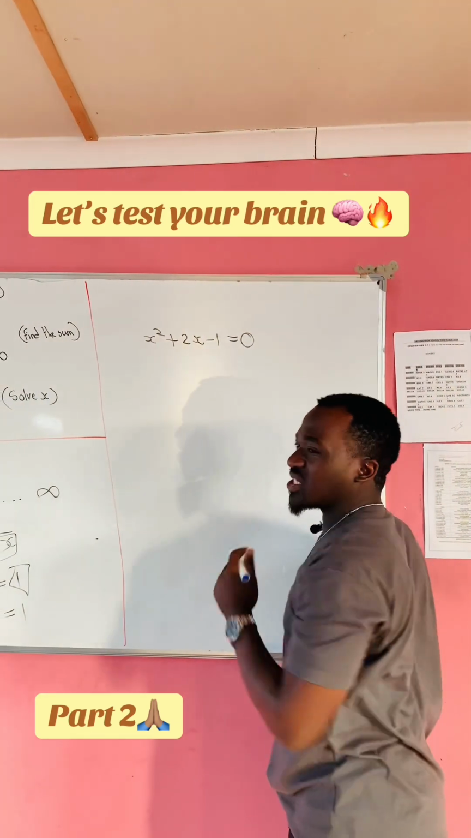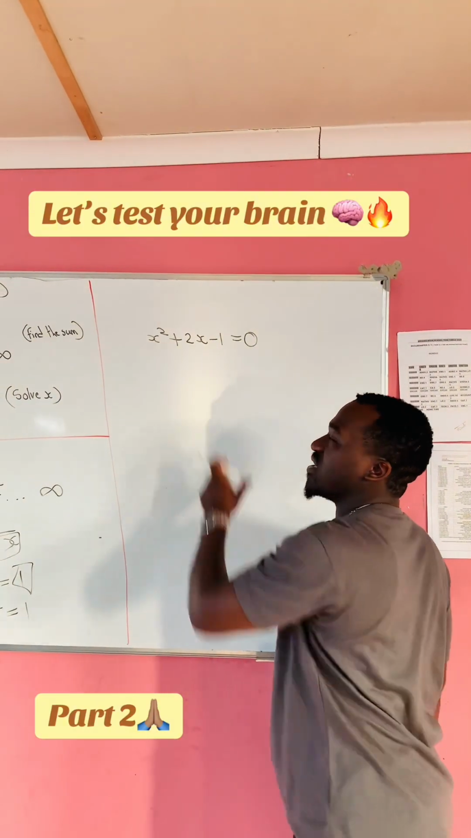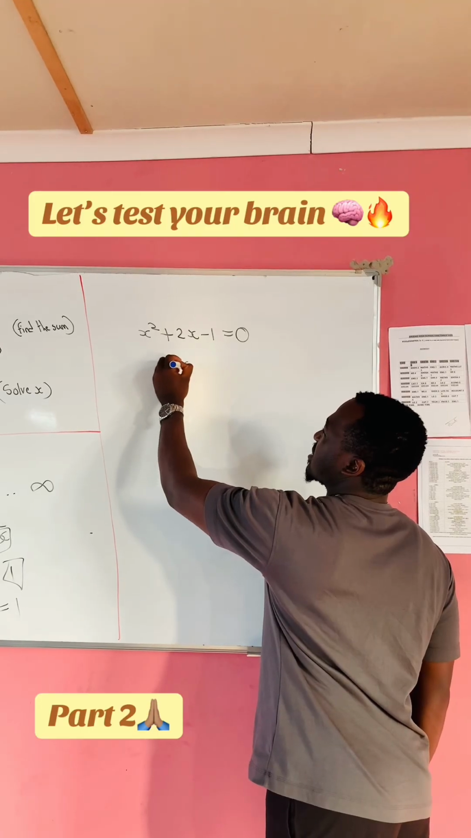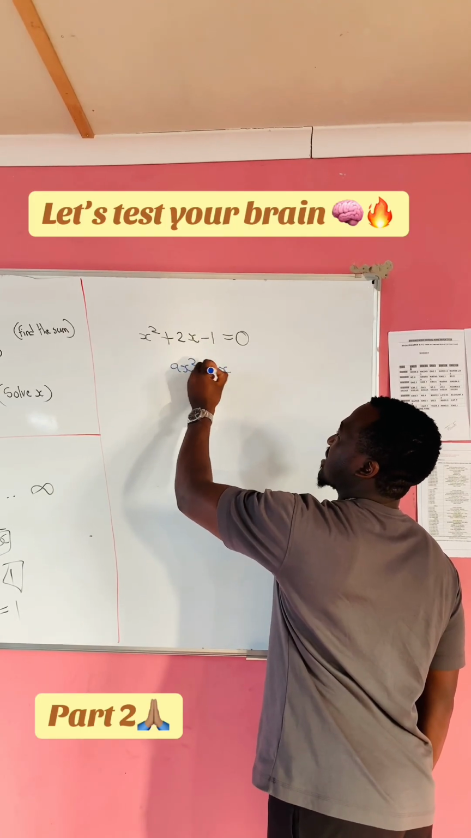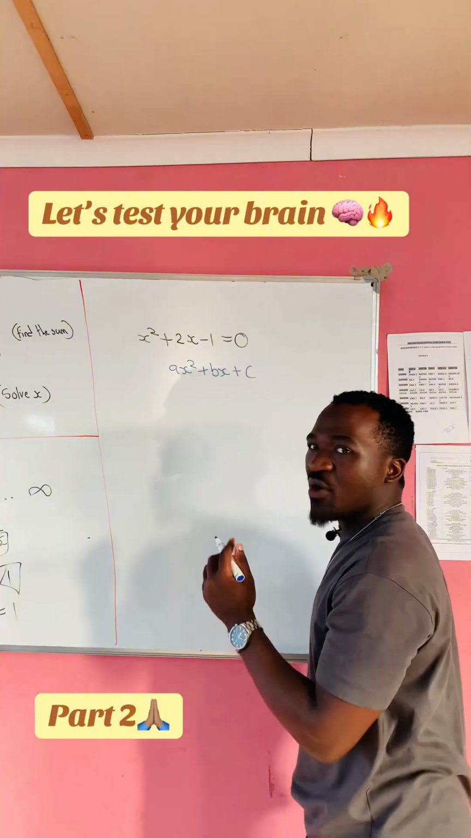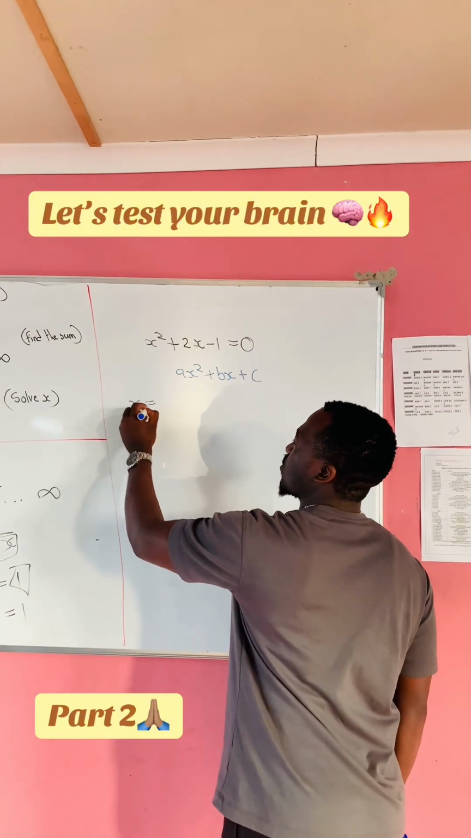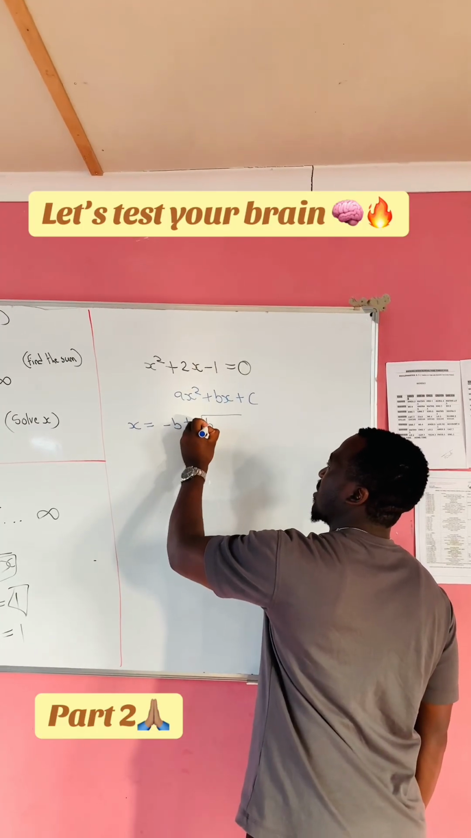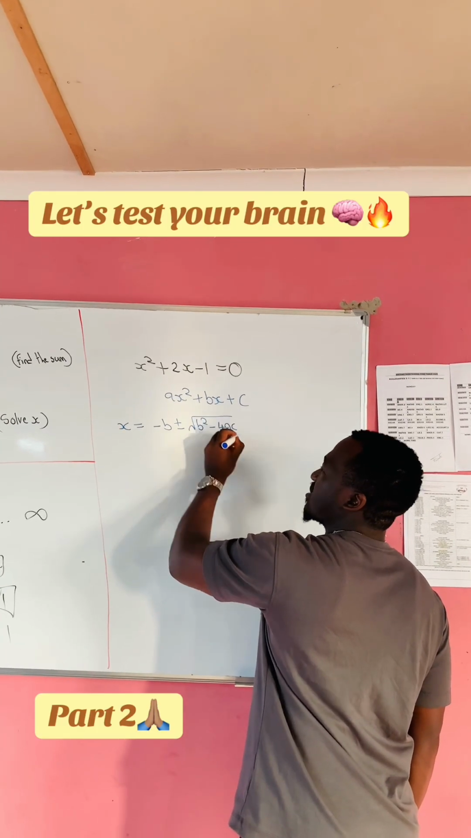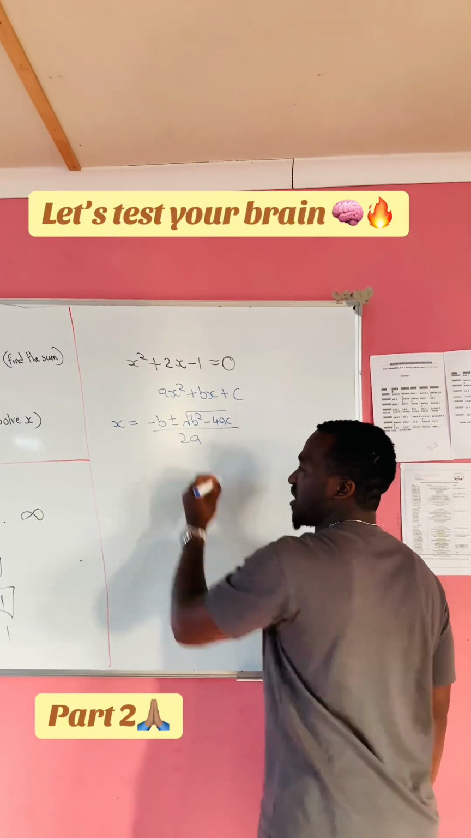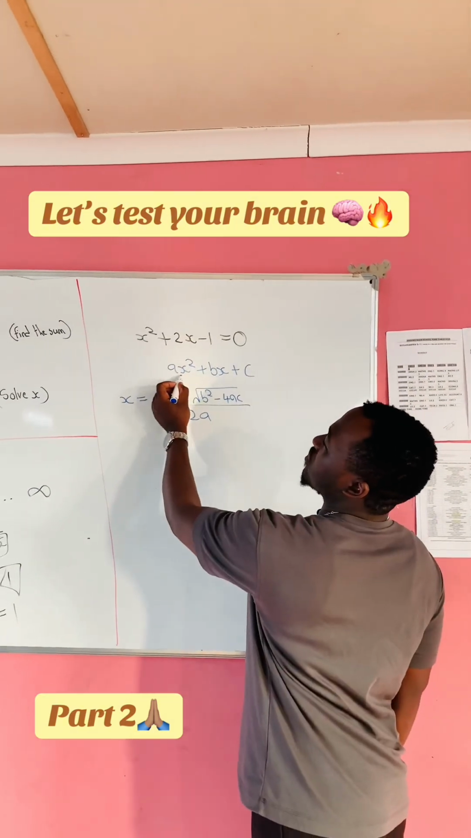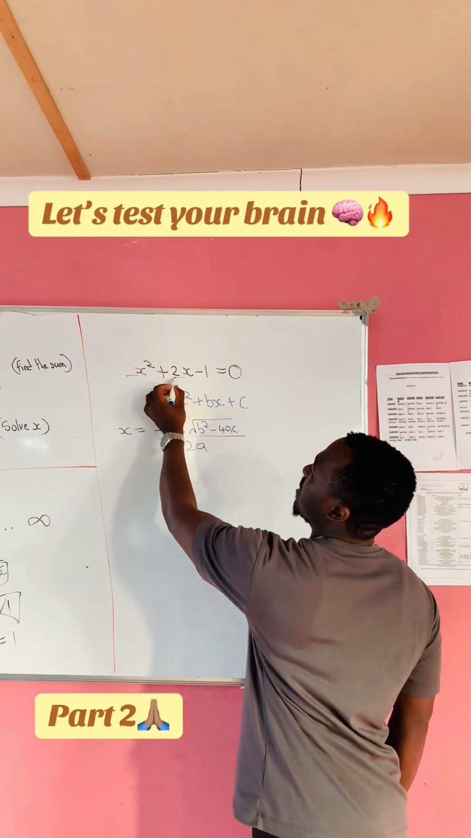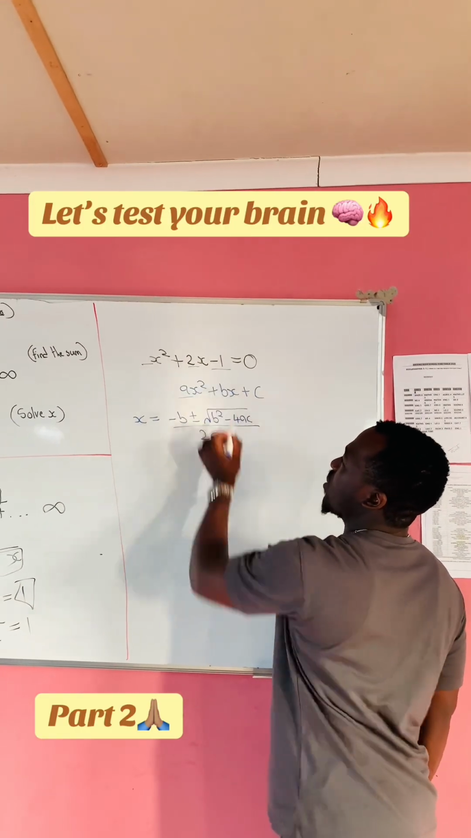But now let's think about it. In order for us to use the quadratic method, we must know the standard equation of the quadratic. Now, the standard equation is simply ax squared plus bx plus c. And now we know that the quadratic formula is x equals negative b plus or minus the square root of b squared minus 4ac over 2a. Now, in the space of a here we have the coefficient of x squared, which is 1. In the space of b, we have 2. In the space of c, we have negative 1.